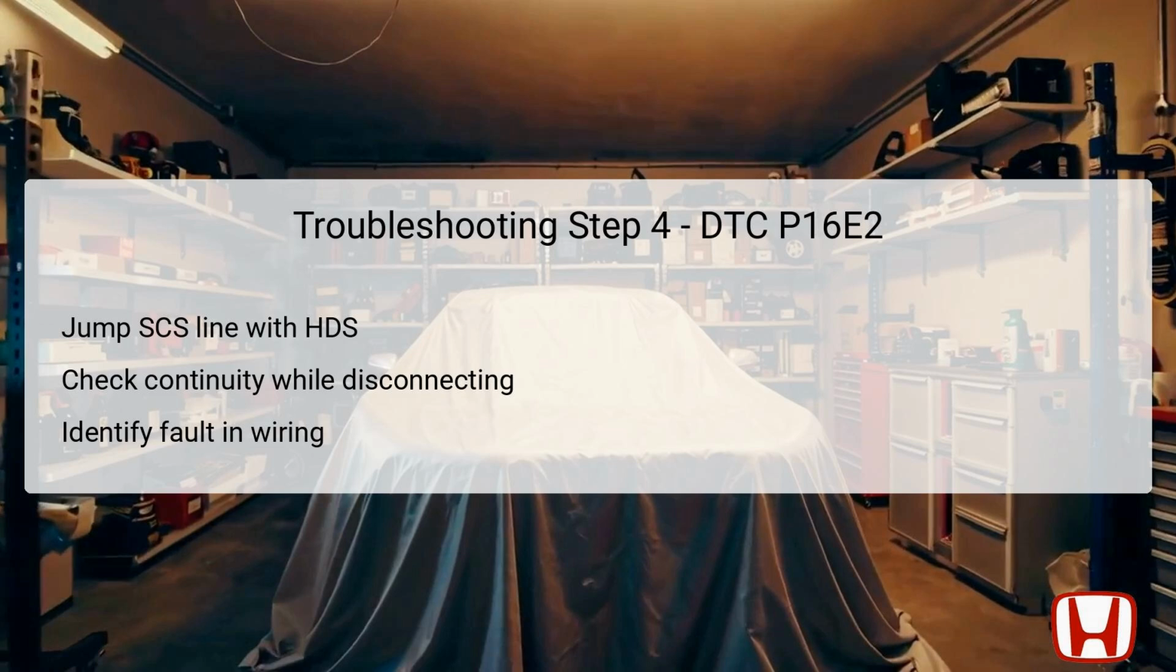Continuity checks will then be performed between the alternator 1P connector and body ground, while sequentially disconnecting other critical connectors, the PCM connector A and the 12-volt battery sensor connector. This step is designed to determine if the LIN communication line has a fault or if it remains intact.